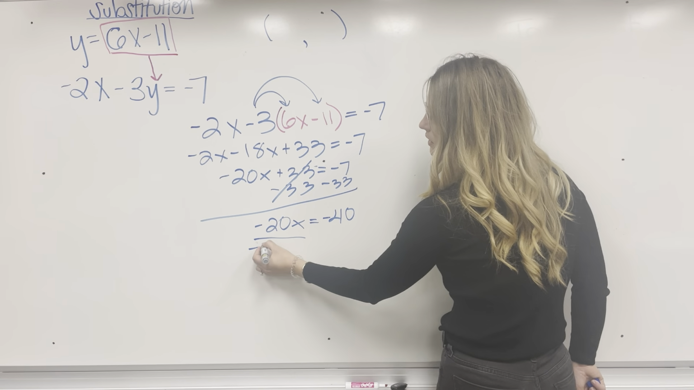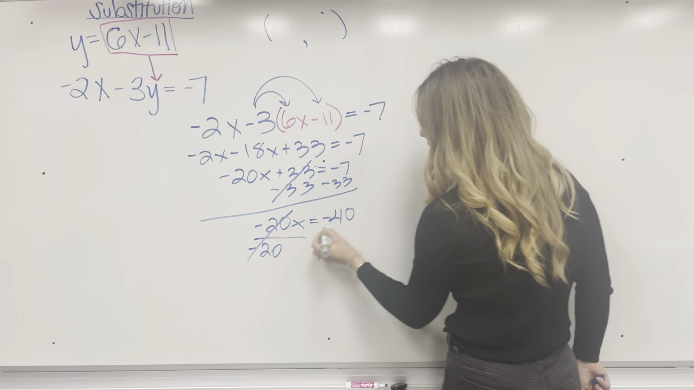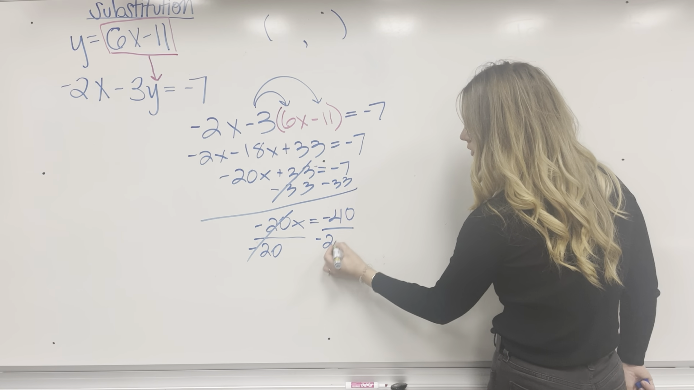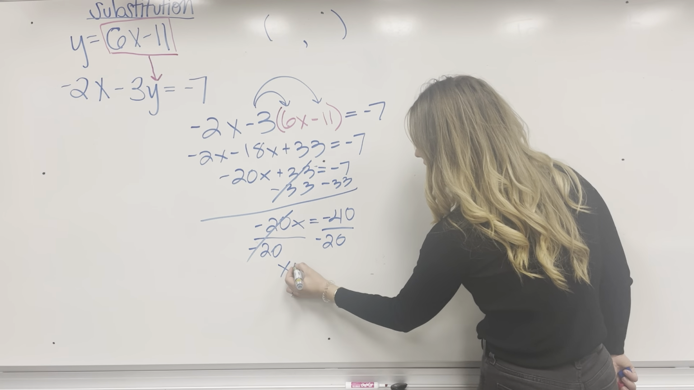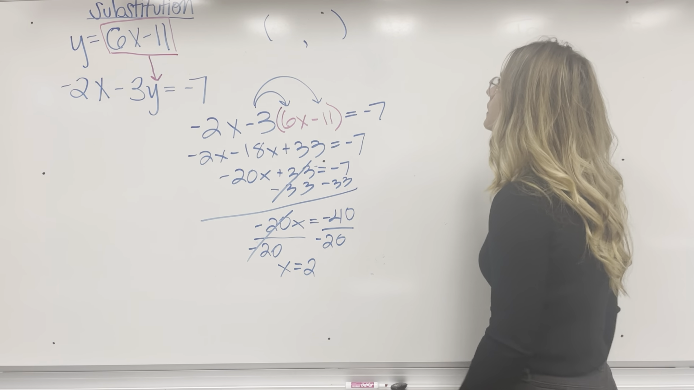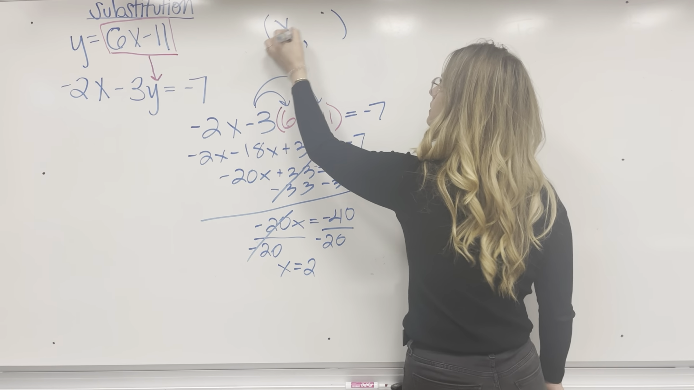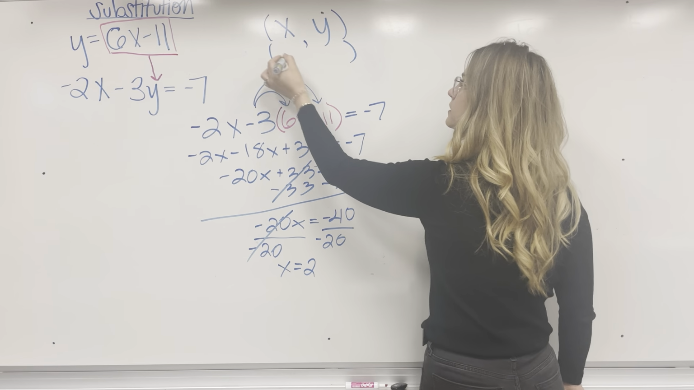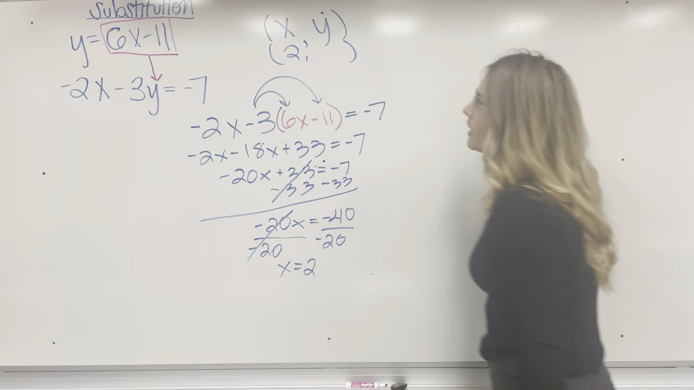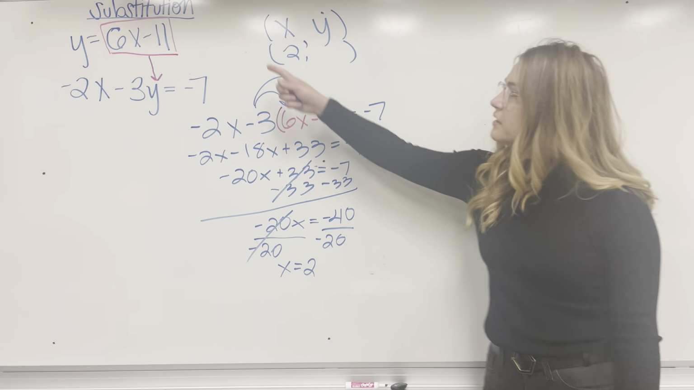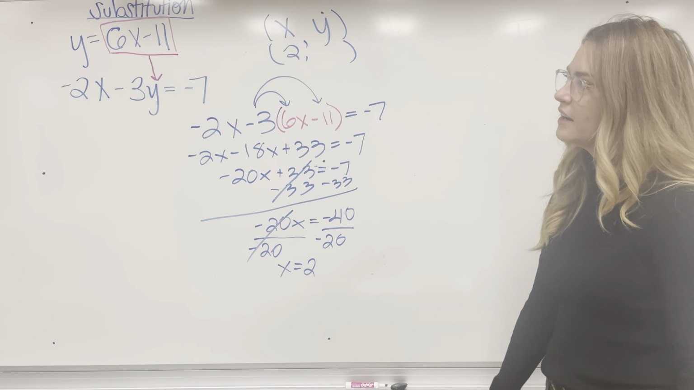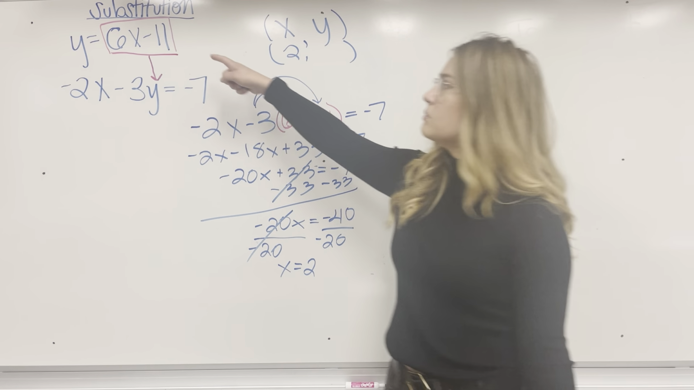Divide each side by negative 20, and you get x equals positive 2. So that is going to be our x-coordinate, positive 2. And we're going to take 2 and plug it back into one of the equations to solve for y. Personally, this is the better one.